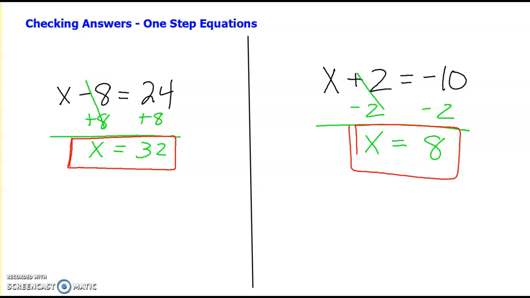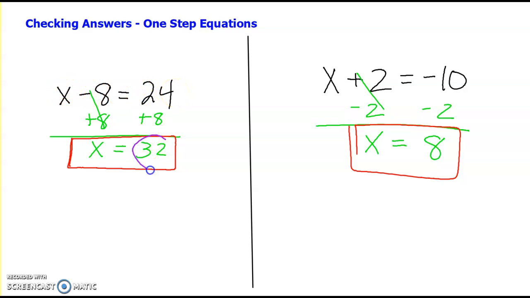All right, so why we went over that is because that process is exactly the same thing as when you're checking your answer. If you see here on the left, we have the equation x minus 8 is equal to 24. This is my original equation. I used my opposite operations and found my answer to be 32. Now, when you go to check your answer, you just say my mystery number, or my x, is equal to 32. And here is my equation.